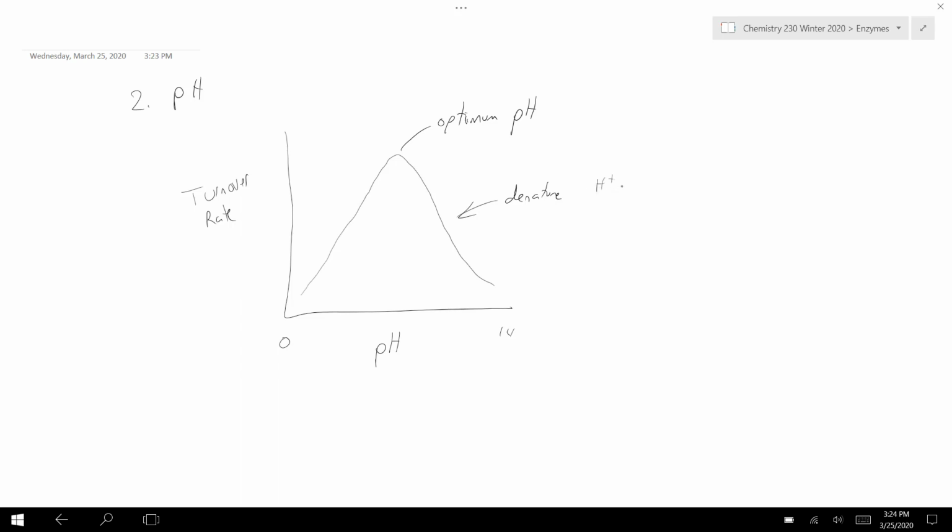The H plus gets lost and you start to make charges where there weren't charges. And then if you go too low, the same thing happens. You get denaturation again because you gain a bunch of H pluses on the protein, and they start to disrupt those R group interactions, and so they denature. So I want you to know that as well.